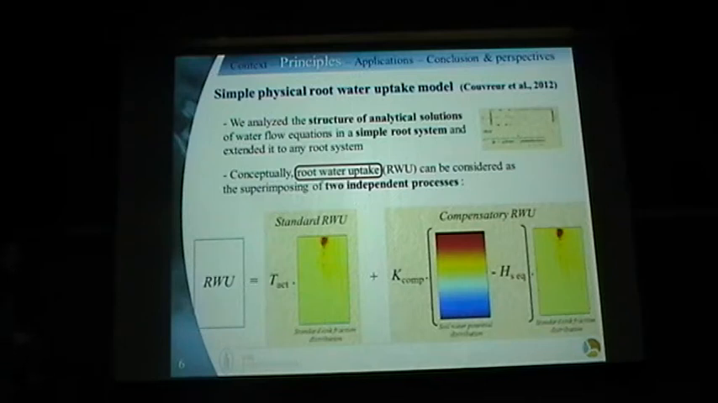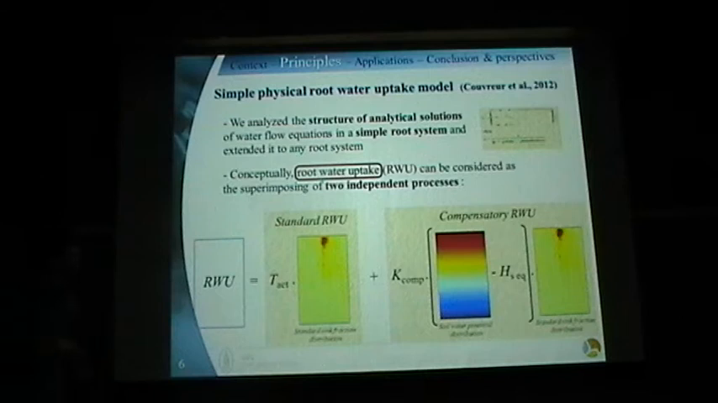It equals what we call the standard root water uptake, which is the root water uptake that would happen in conditions of uniform soil water potential. And we have here the compensatory root water uptake, which accounts for the fact that naturally, at places where the soil water potential is higher, the uptake will be higher. And at places where the soil water potential is lower, the compensatory root water uptake will be negative, which means that the total uptake will be lower than the standard root water uptake.